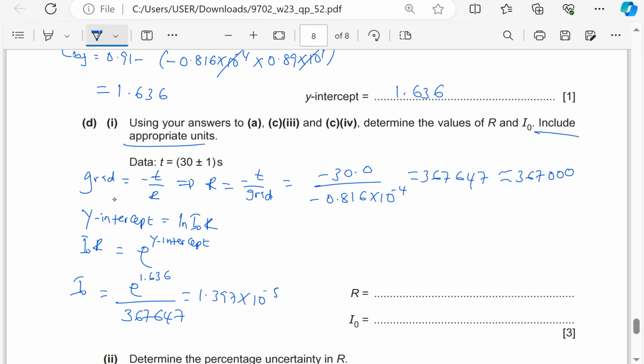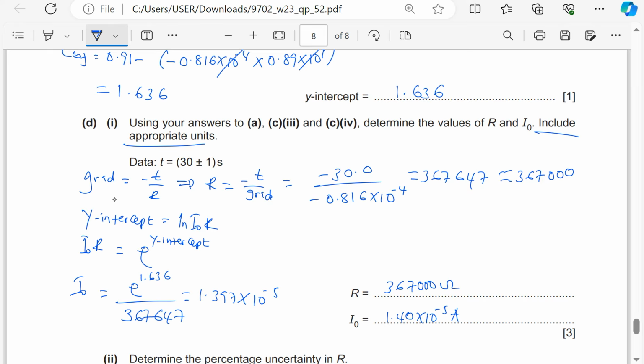Of course, you can write the usual units of these quantities. R was resistance, so I could write 367,000 ohms. I is current. I could write 1.40 times 10 to the power of minus 5. I can write this as amperes. But there are other units from the gradient.